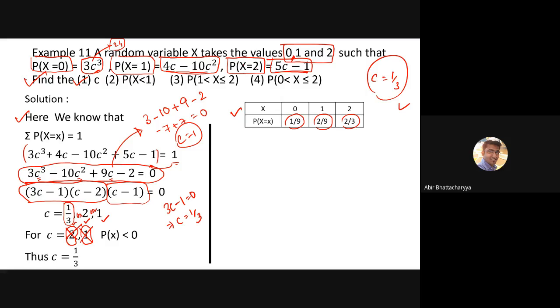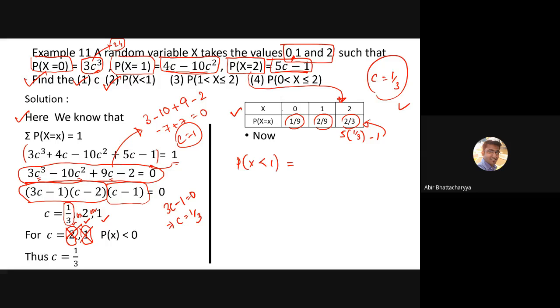X equals 2 means this one. 5C minus 1, that is 5 times 1 by 3 minus 1. Solving it, I will get 2 by 3. All right. Once we have the value of C, the next thing is that we have to find the probability of x less than 1. Probability of x less than 1.